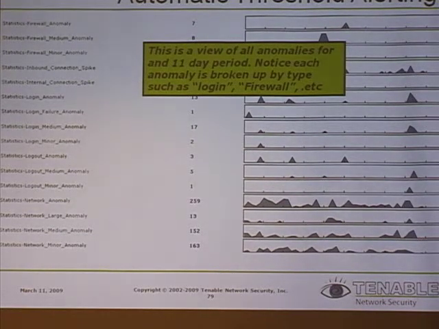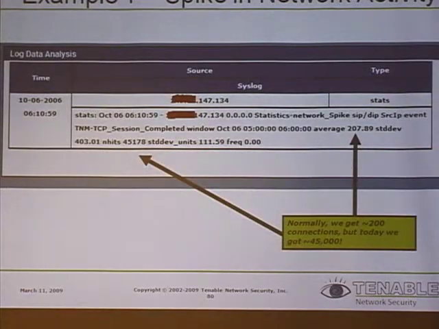So we have firewall logs, login attempts, network traffic, and we can do alerts like this, where we basically say, hey, here's a TNM for some IP address, which is our Tenable Network Monitor. Basically, I saw a TCP session. Normally, this host between 5 a.m. and 6 a.m. has 207. Today, we saw 45,000. And this is significant because it's 111 units of a standard deviation away.